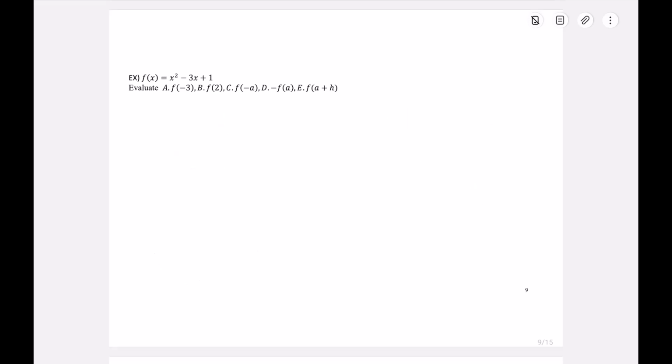So next we're given that f of x is equal to x squared minus 3x plus 1, and we want to evaluate for a, b, c, d, and e. So if we wanted to evaluate for a, we can see that a is equal to f of negative 3. And so everywhere we see an x, we would plug in a negative 3.